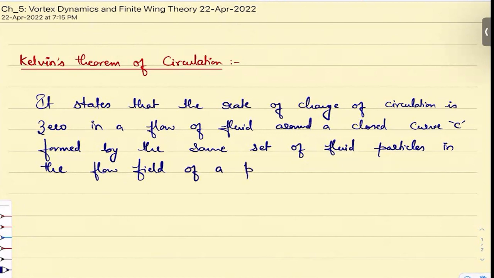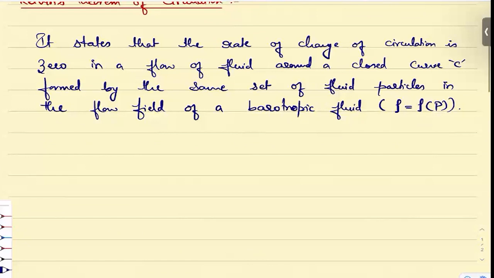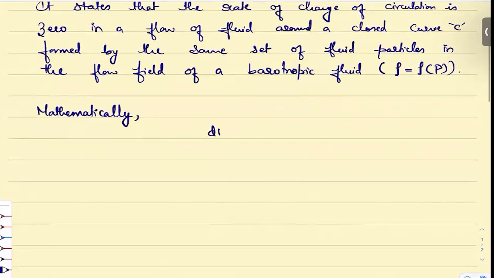of a barotropic fluid. So a fluid is said to be barotropic if its density is just a function of pressure. So, mathematically, d gamma by dt is equal to 0. That is, the rate of change of circulation with respect to time is equal to 0. Call this equation number 1.